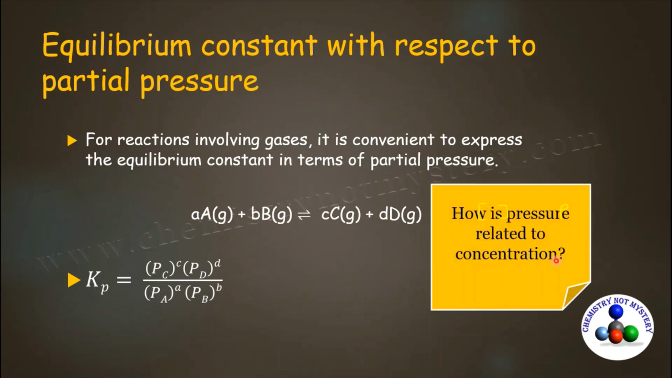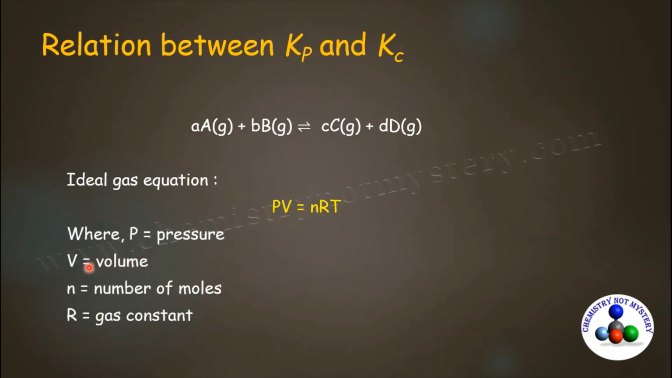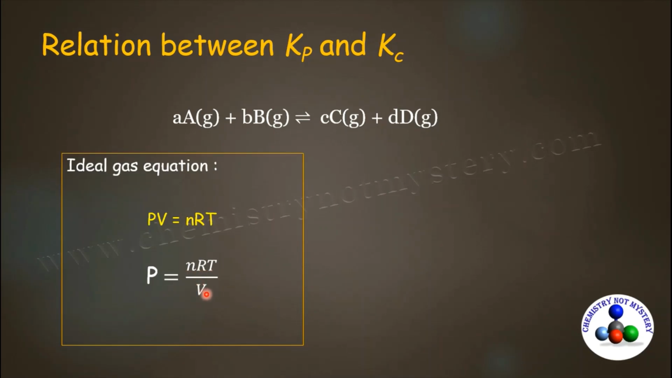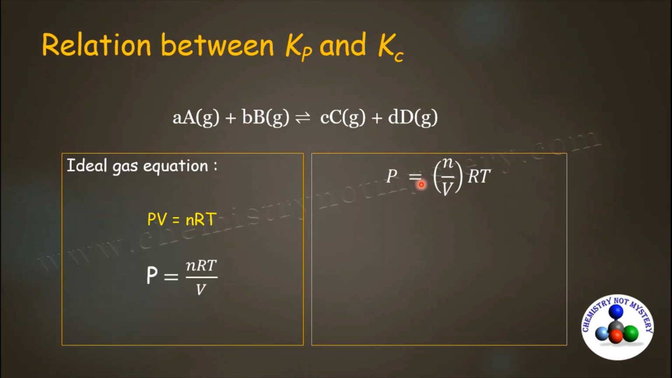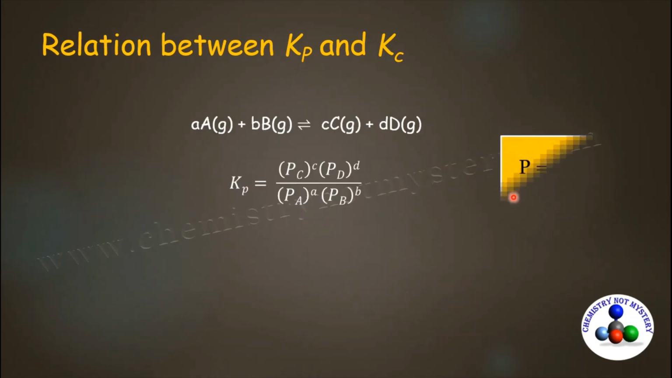But how is pressure related to concentration? Here we have the ideal gas equation, that is PV is equal to nRT. Here P stands for pressure, V is the volume, n is the number of moles of gas and R is the gas constant. When you rearrange this equation, you will get P is equal to nRT over V, or we can rewrite it as P is equal to n over V times RT. So it is moles per liter, that is nothing but the concentration. So we get pressure is equal to concentration multiplied by RT. We have just derived the relation P is equal to CRT.